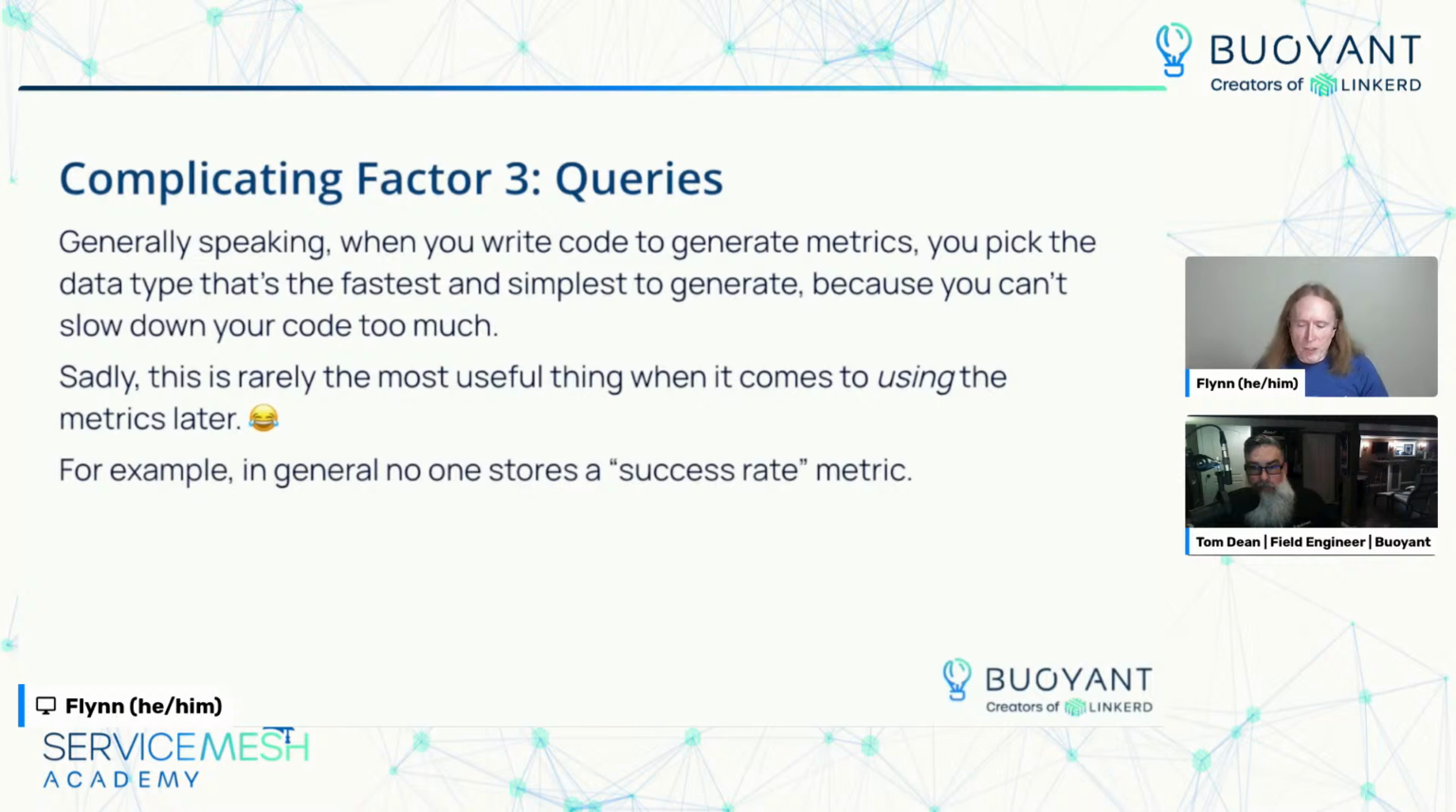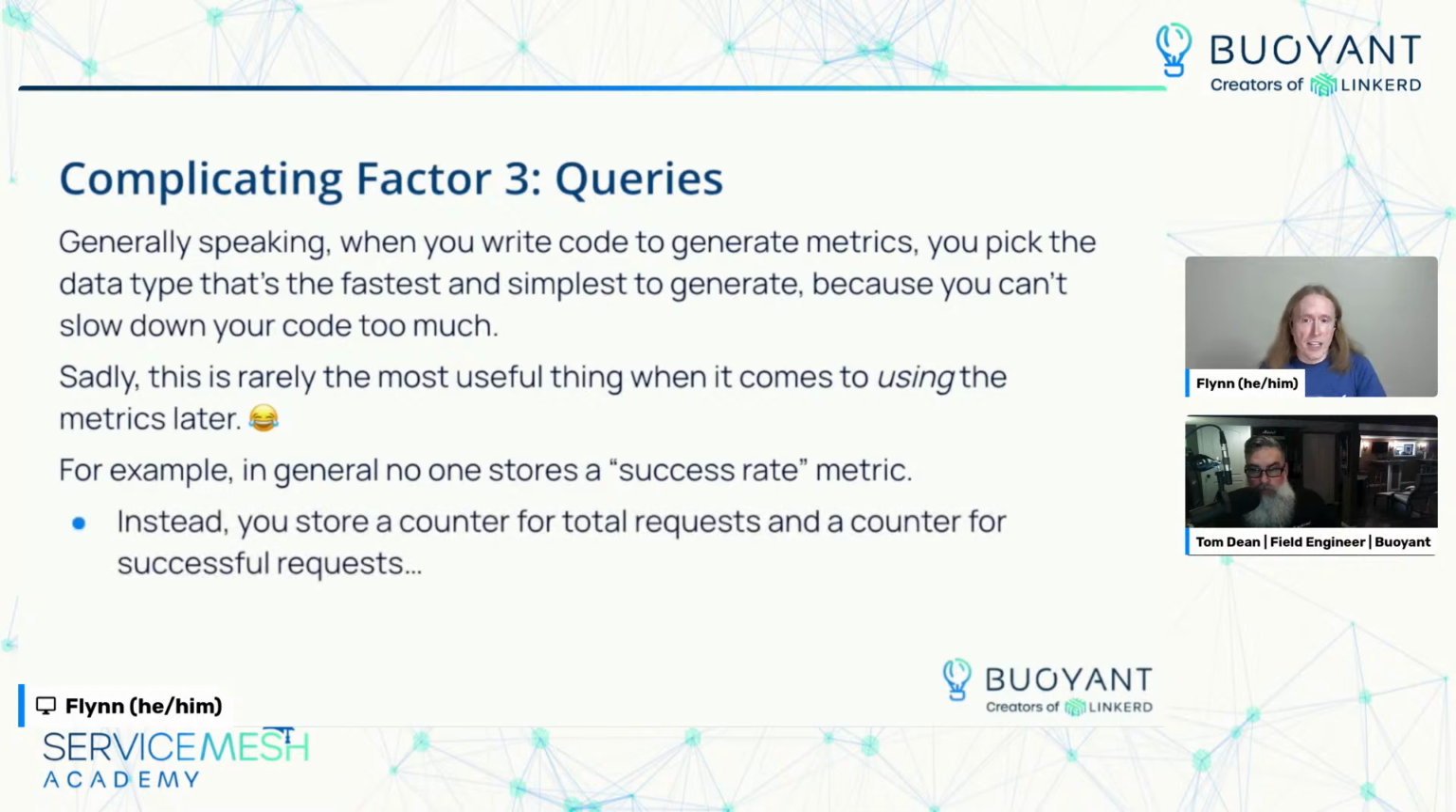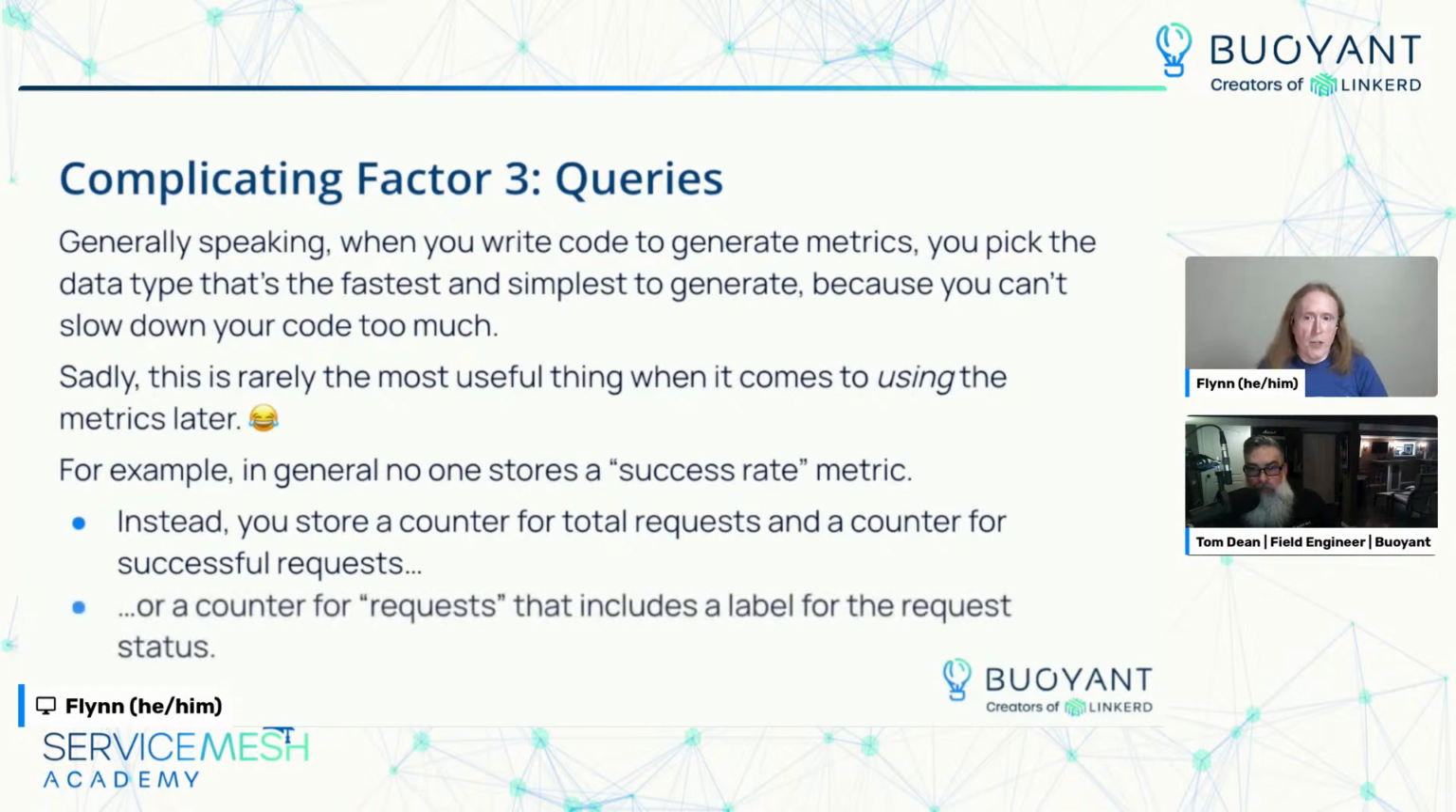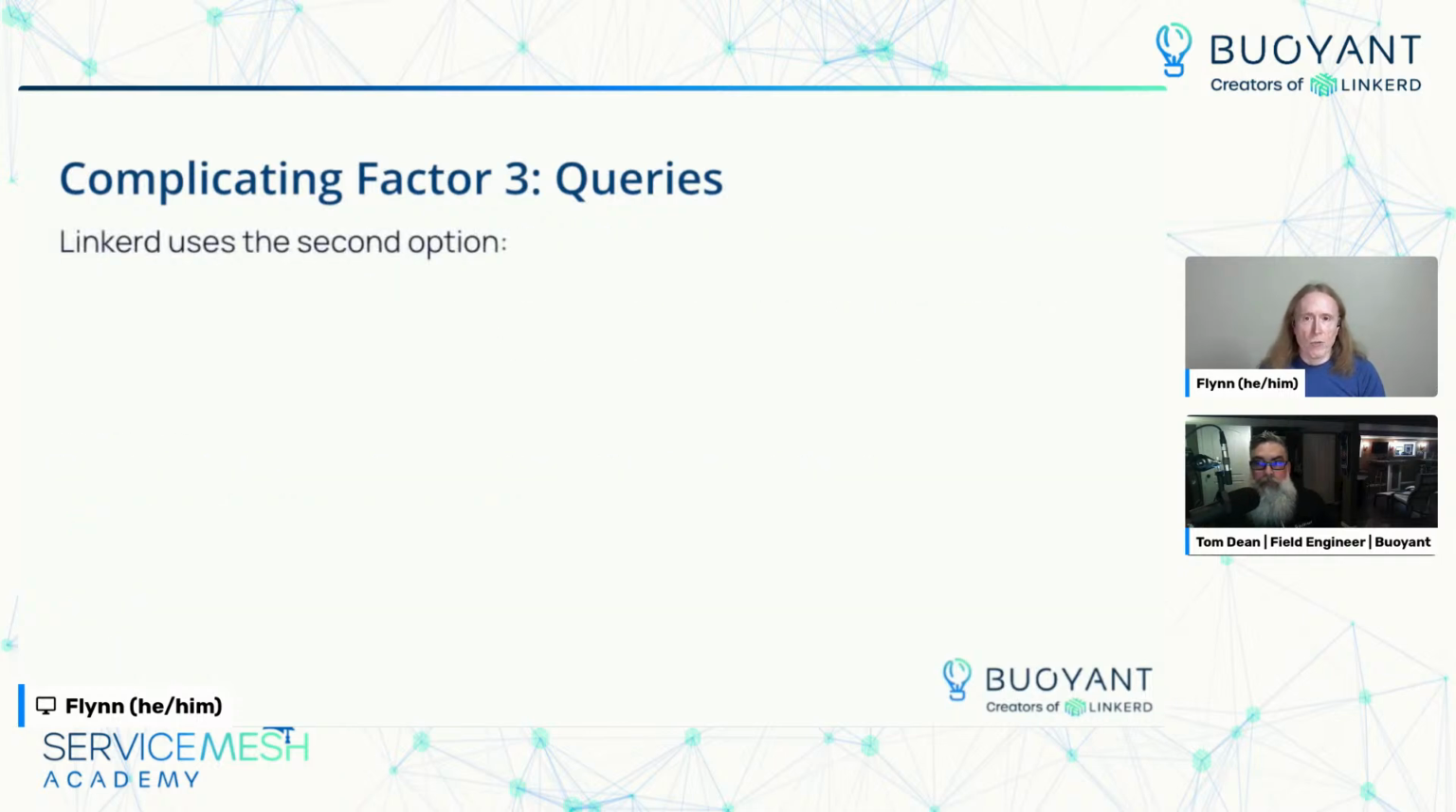A good example of this is that no one that I know of actually stores a success rate metric. That would be very, very hard to do, so nobody does it. Instead, people might store a counter where you have one counter for the total number of requests and one counter for the number of successful requests. Or you might have a single counter for requests where one of the dimensions is, did it succeed or fail? Linkerd actually takes that second route.